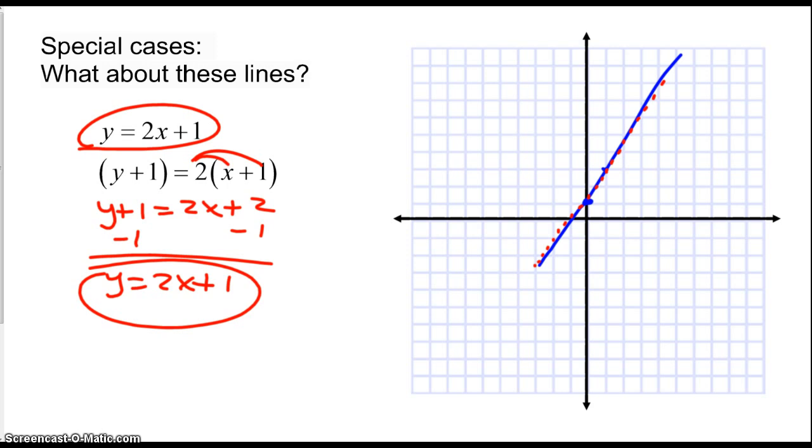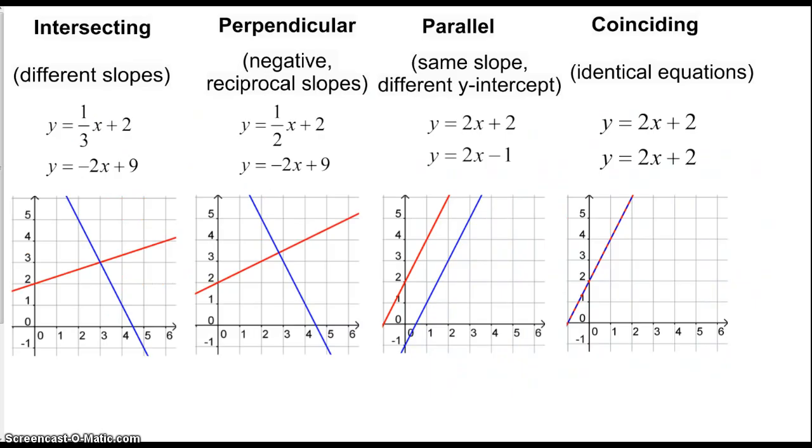When we have that situation, we call these coinciding lines, right? One line is coinciding with the other. Even though we think we have two lines, we really have two different equations for the same line. So you can think about it as intersecting at every single point on there. All right, to summarize it, let's look at all four cases.